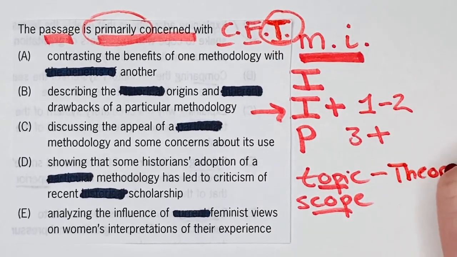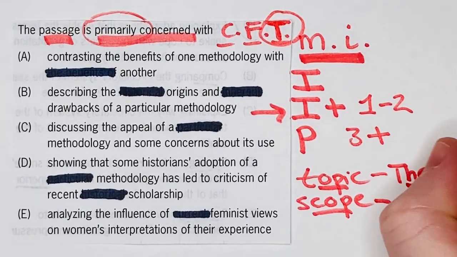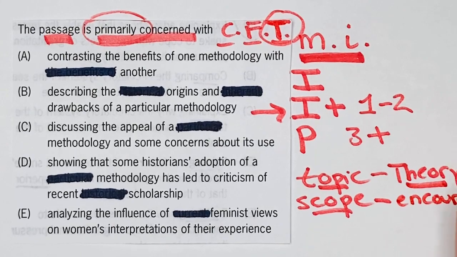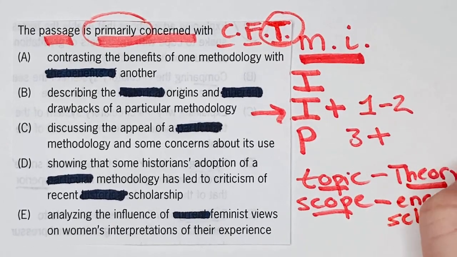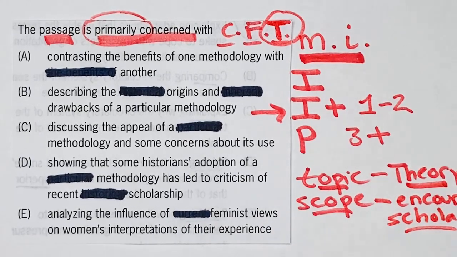Some sort of theory. And then the scope is that the current feminist theory, and if we go to the predicate verb, has encouraged. Current feminist theory has encouraged. And then the object of that verb, scholars. Great. So this theory has encouraged scholars to think a certain way. It can be as simple as that, just strip the sentence back.